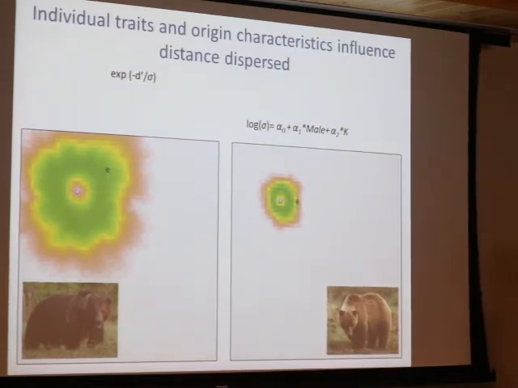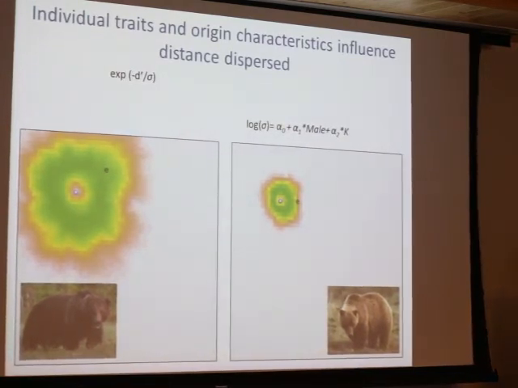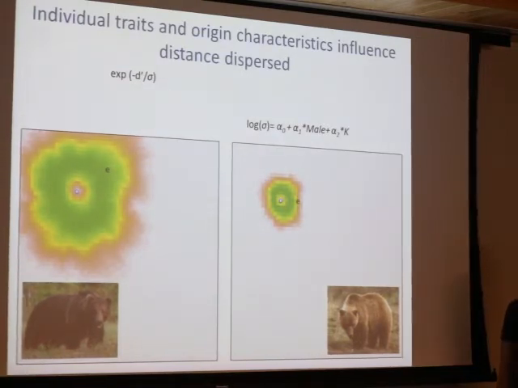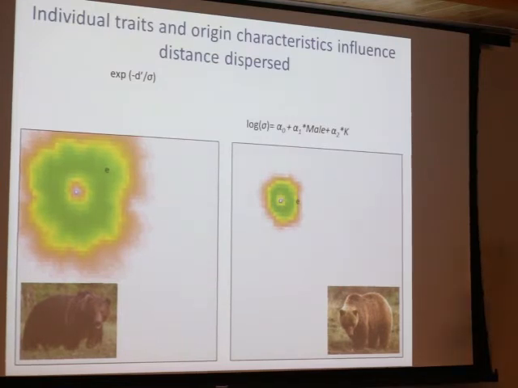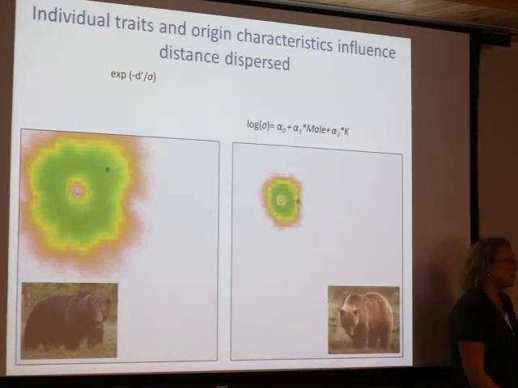And then we added a little bit more complication, because bears right off the bat have sex-specific dispersal. So male bears move further than female bears, and so we made the equation a little bit more complicated to account for that. It's basically another linear regression, but on sigma.